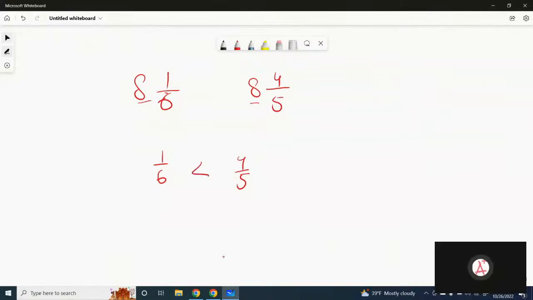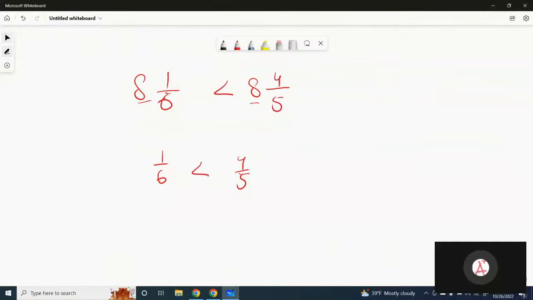1 by 6 is less than 4 by 5. Got it? 1 by 6 is smaller. You have just 1 out of 6, and here you have 4 out of 5. So 1 by 6 is less than 4 by 5. That means 8 whole 1 by 6 is less than 8 whole 4 by 5. Got it? That's how we compared the mixed numbers.